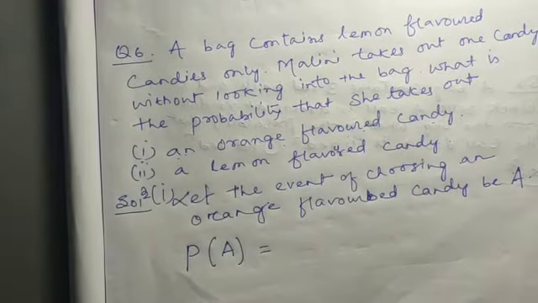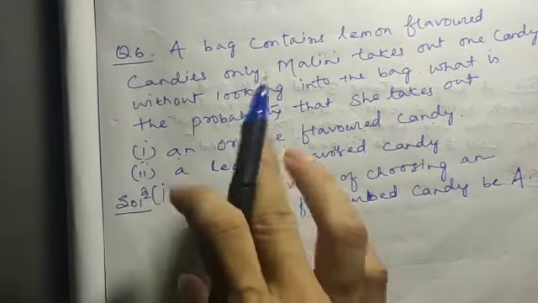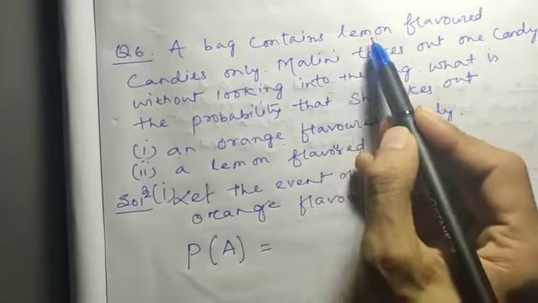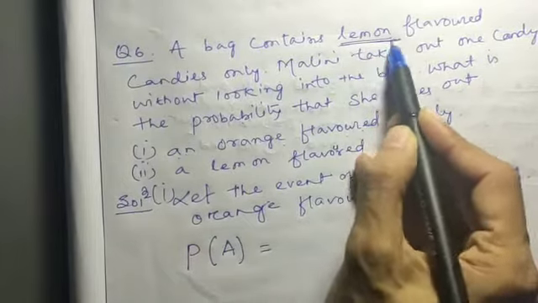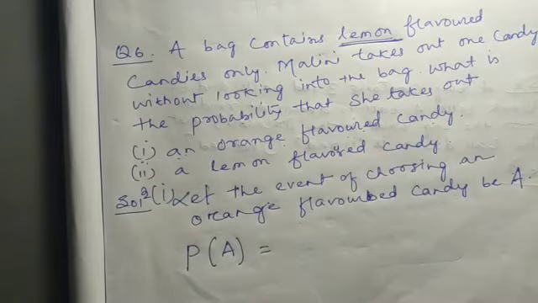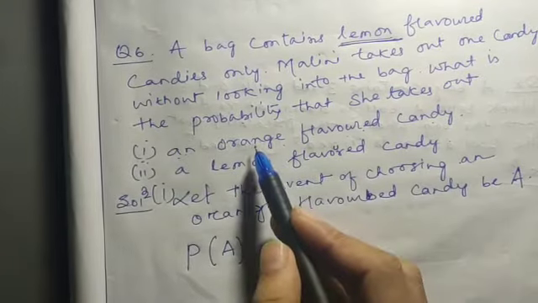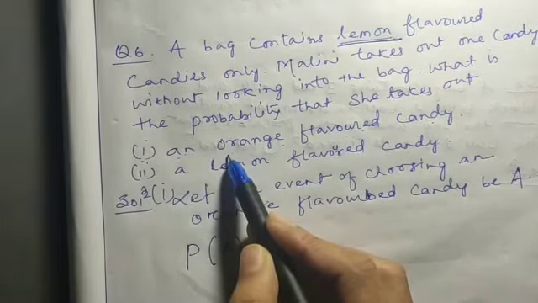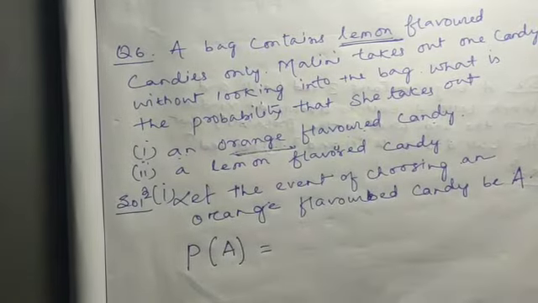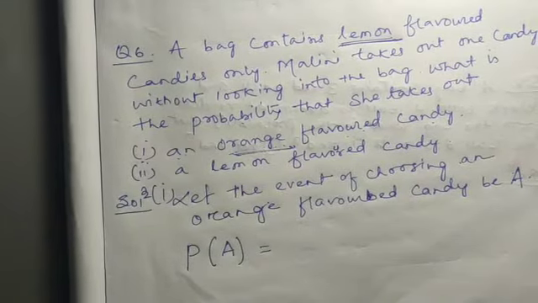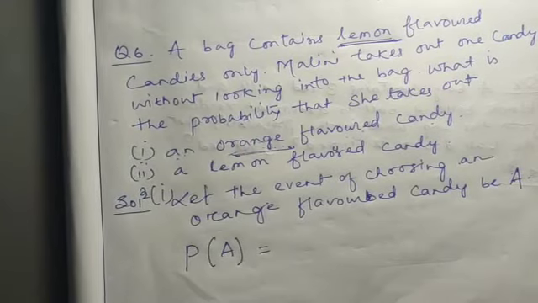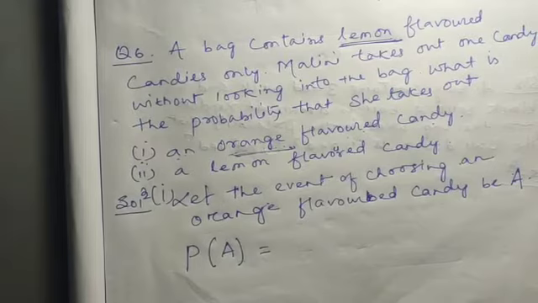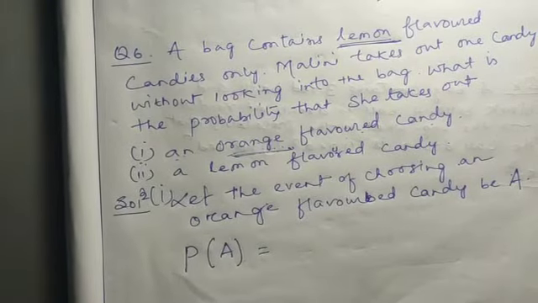that much is the total outcome, but that is not given to us, right? But what is given is that in the bag only lemon flavored candies are there, whereas she is asked to pick up a candy which is orange flavored. Is it possible? Only lemon flavored candy is there in the bag. Can you put your hand inside the bag and take out an orange flavored candy from there? No, it is not possible, right? So it is an impossible event.